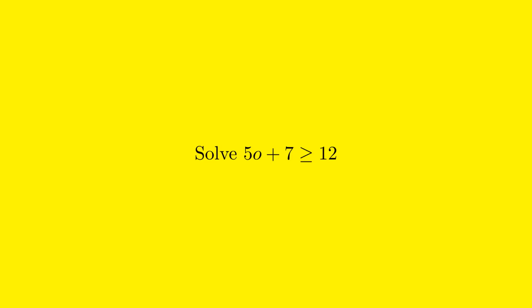Welcome to our instructional video on solving inequalities. Today, we will be solving the inequality 5o plus 7 is greater than or equal to 12. We will first solve this inequality algebraically, and then we will express our solution in both inequality and interval notation forms. Stick around till the end to see the step-by-step solution. Let's get started.